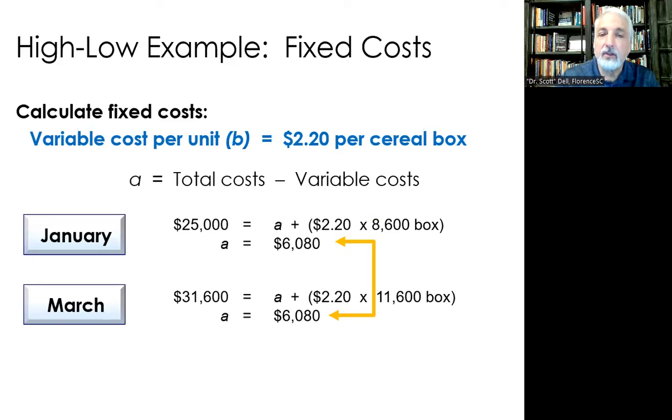So how do we get the analysis here? We're looking at January, where our variable costs were $2.20 times the number of boxes we produced.